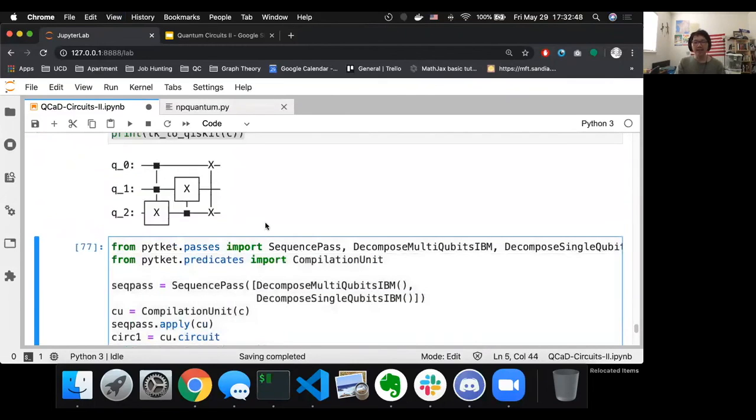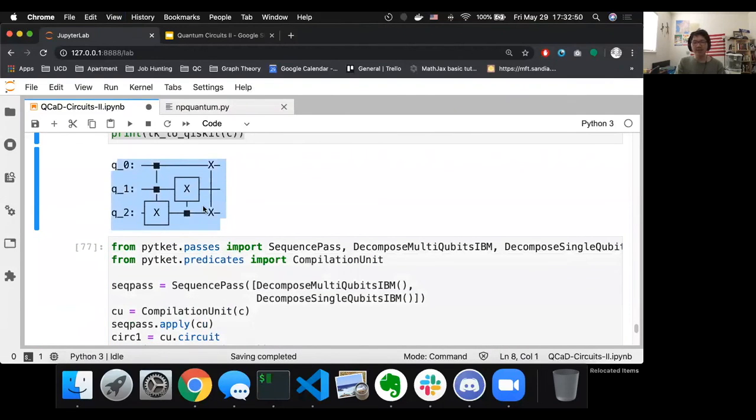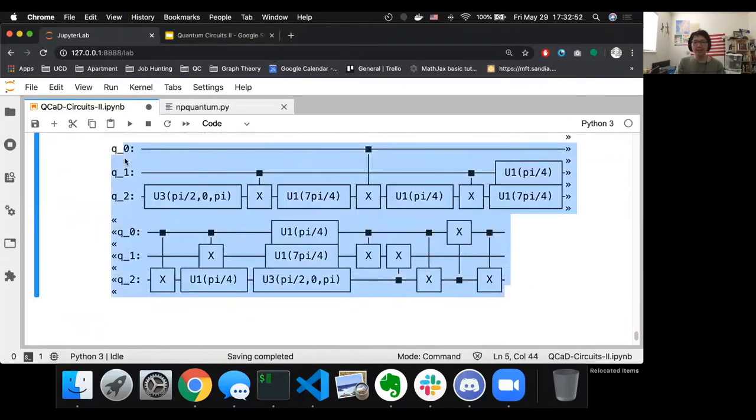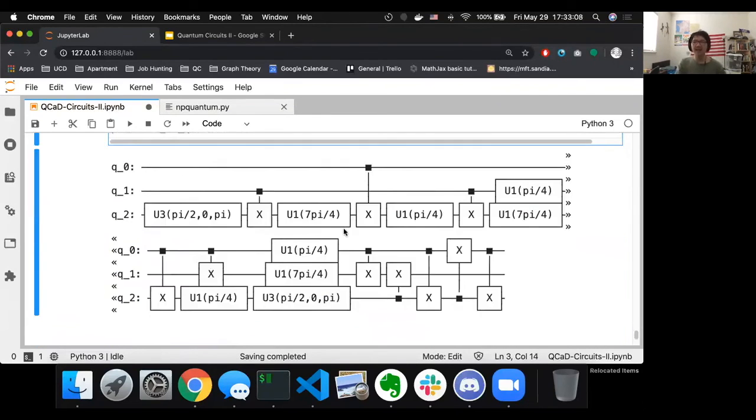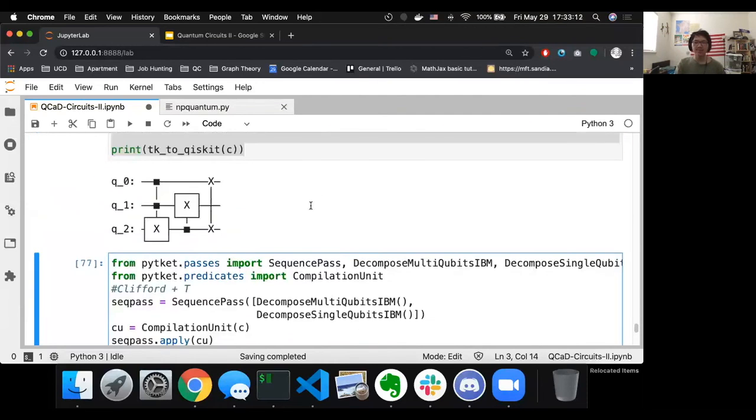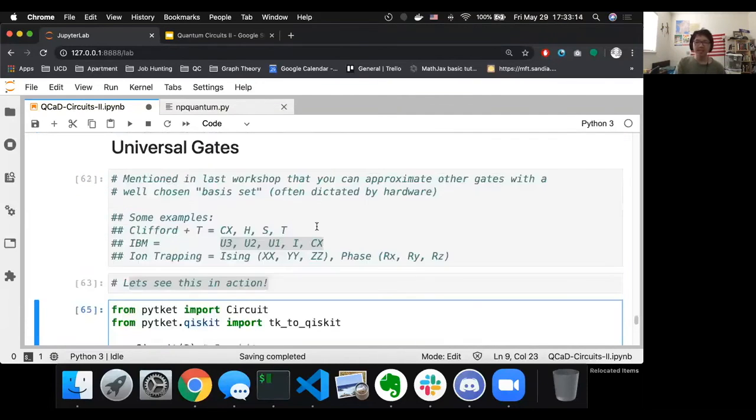I can take any quantum circuit and translate it into a different basis. With PyTket, you can define different compiler passes to get different results. If I wanted to, I could have done a Clifford plus T pass, and I would have gotten a different set of gates entirely, but those gates would still have represented the exact same circuit that I built up top here. So that's the importance of having these universal gates.